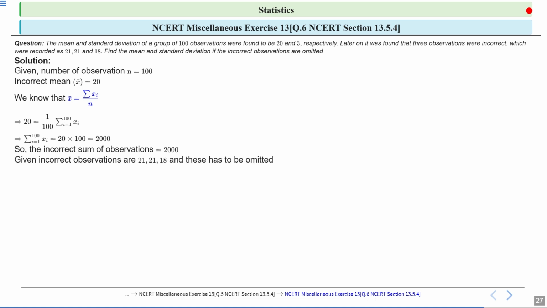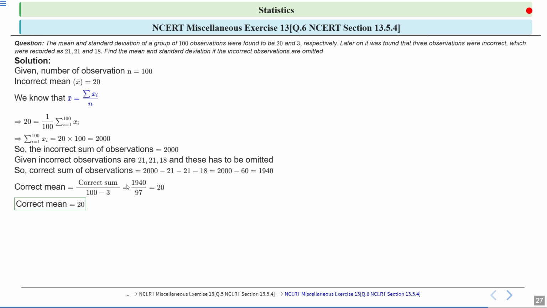Now, the given incorrect observations are 21, 21 and 18, and these have to be omitted. So the correct sum of observations is 2000 minus 21 minus 21 minus 18, equal to 2000 minus 60, equal to 1940. So the correct mean is the correct sum divided by 100 minus 3, equal to 1940 divided by 97. This is simply 20. So the correct mean is 20.